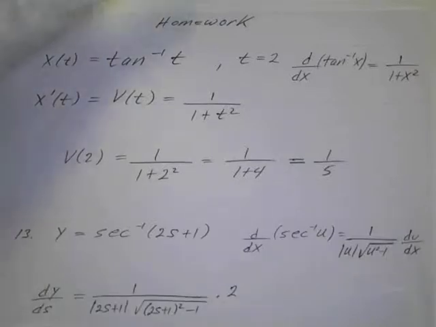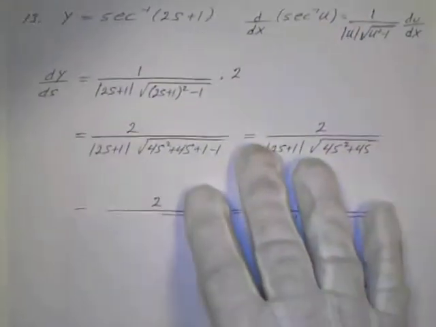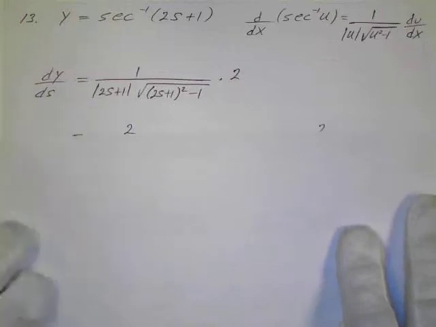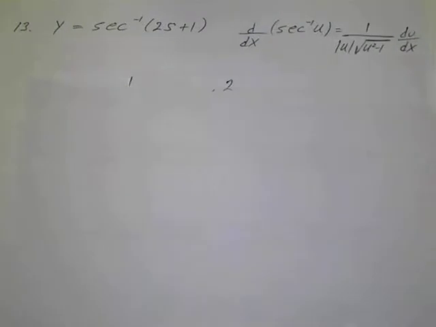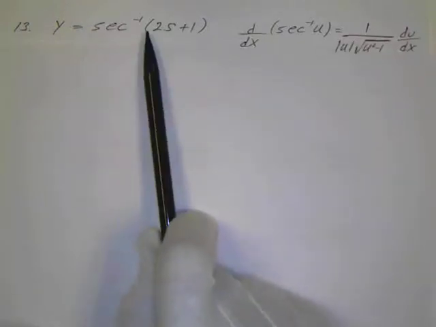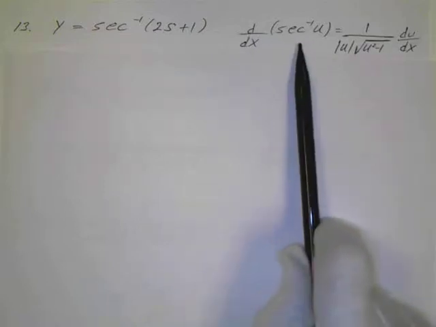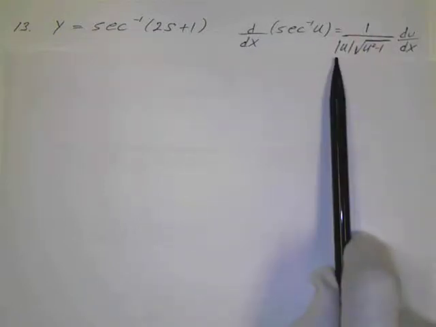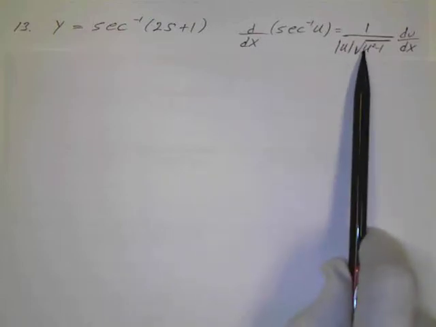And then number 13. And here's number 13. The directions were find the derivatives of y with respect to the appropriate variable. So we want to take the derivative of the inverse secant of 2s plus 1. And remember, the derivative of the inverse secant of x was 1 over the absolute value of x times the square root of x squared minus 1.